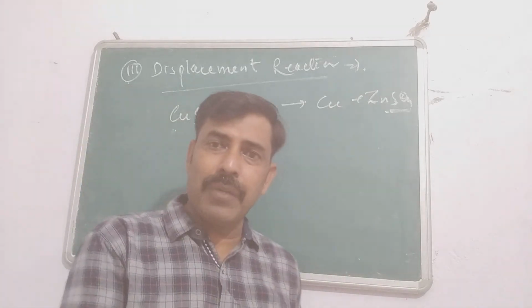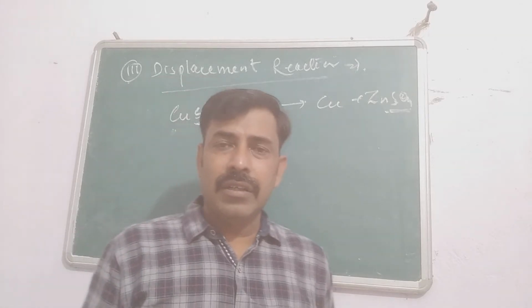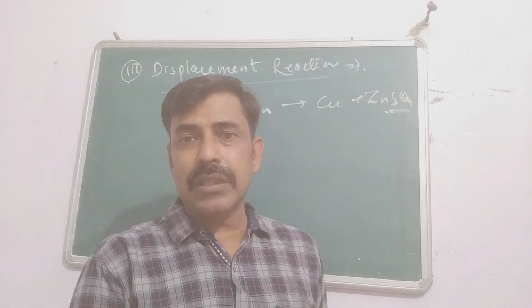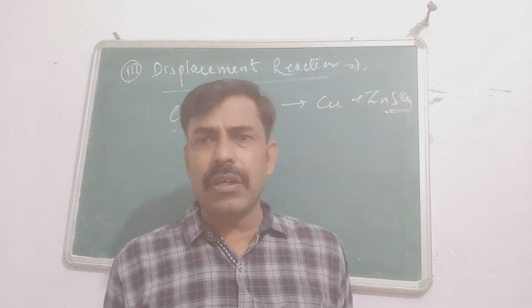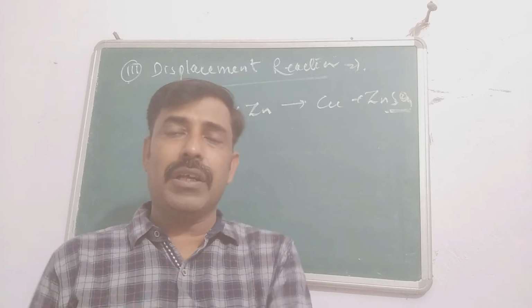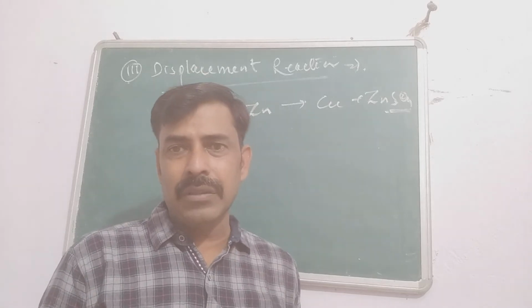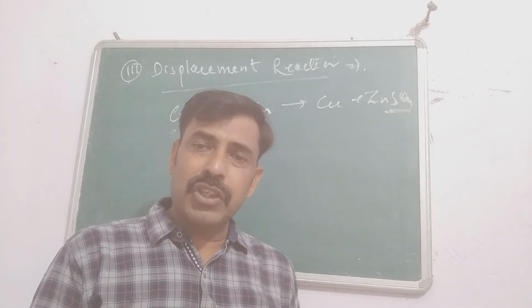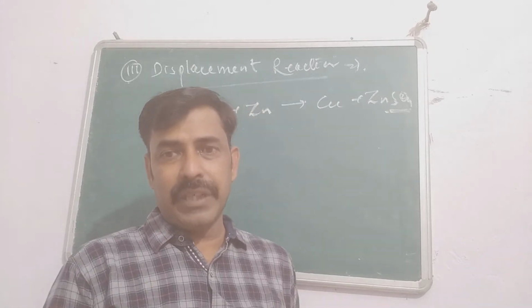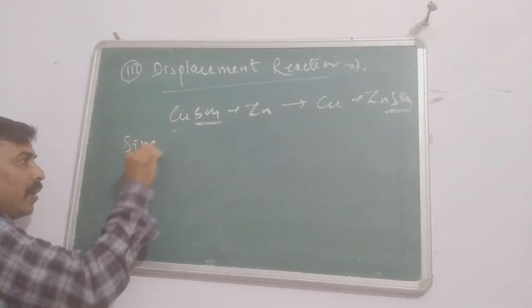Displacement reaction itself have the different classes. In the book it is written that there are two type of displacement reaction. In the case of metal, the metal displacement reaction, and in the case of non-metal, that is the non-metal displacement reaction. I don't think we need to teach this topic that this is the metal, so it is called the metal displacement, this is non-metal, so it is called the non-metal displacement. The another class of the displacement reaction is the single displacement and double displacement reaction.